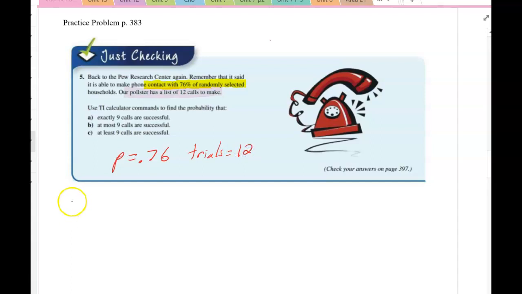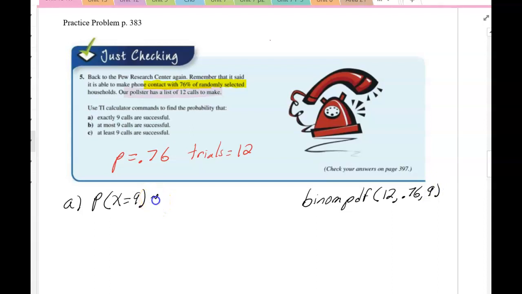For part A of the problem, we want to know exactly 9 phone calls are successful. So that's the probability that x equals 9. In order to do that on your calculator, we will use the binomial PDF command. The trials are 12, probability is 0.76, and we want exactly 9 successes. So we would type that into our calculator, and if you do that, you will get 0.2573.